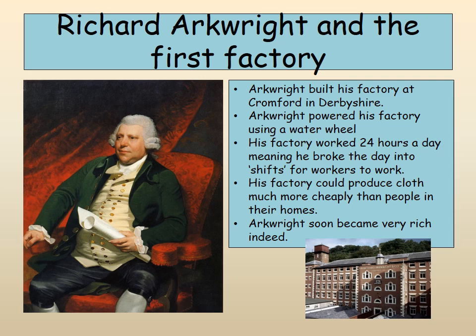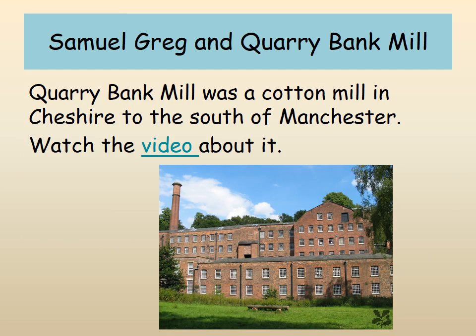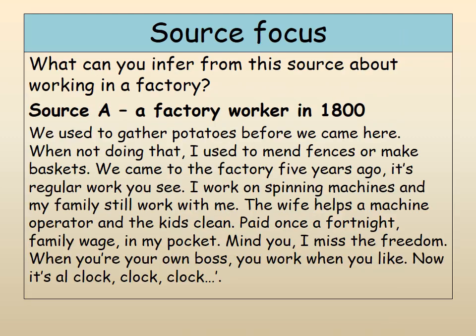So that's a little bit of information about Richard Arkwright. This also gives you some information about Samuel Gregg, and there's a little video I've put into the PowerPoint which you can watch. This is Quarry Mill, which is to the south of Manchester. Very good, actually, for a day out with the family if you ever get the opportunity to go. But he created a cotton mill to the south of Manchester in Cheshire, and they used a river called the River Bollin in order to power this factory.